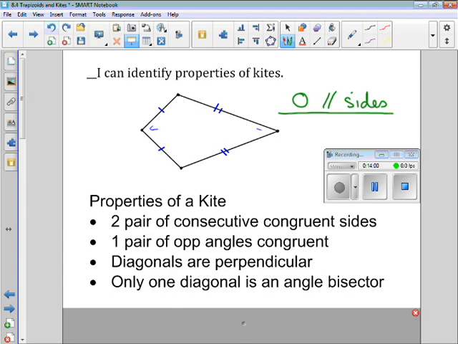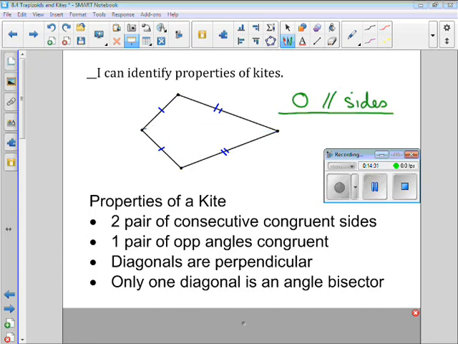It's very important that you understand this. They are the two angles in between the congruent sides. So the angles are formed by two sides that are not congruent. So one pair of opposite congruent angles, that's these guys right here. Diagonals are perpendicular. So when I draw these diagonals, I find out that they form right angles. In other words, 90 degrees.